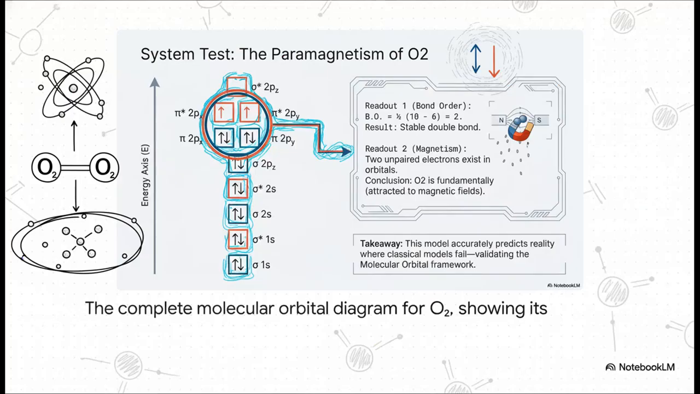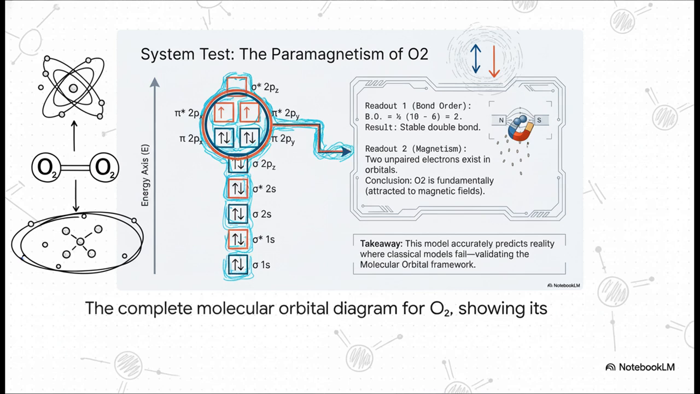Okay, so one oxygen atom has 8 electrons, which means an O2 molecule has 16 total. Now, following our rules, we fill up that energy ladder from the bottom, 2 electrons per orbital. We fill up the 1s, then the 2s, then the sigma 2p, then the pi 2p. That's 14 electrons so far. We have 2 left. So where do they go?